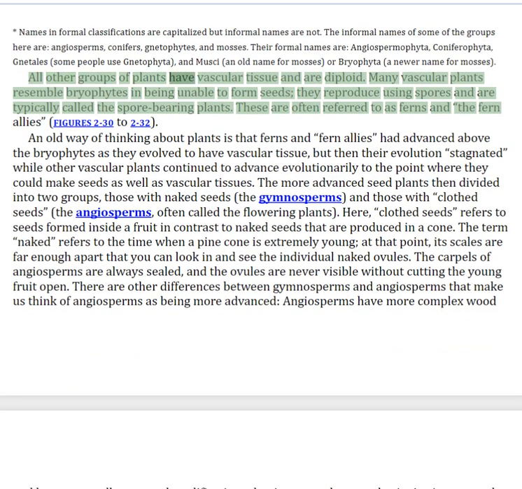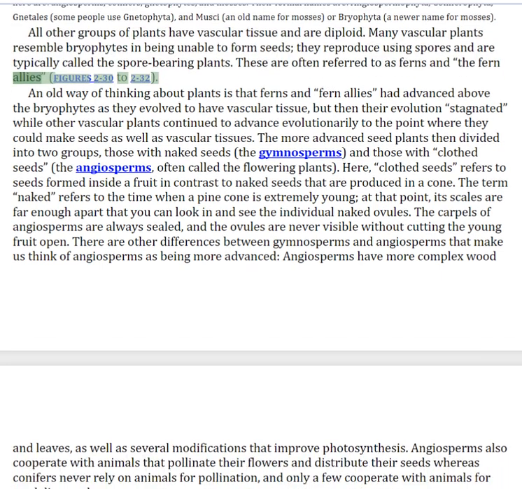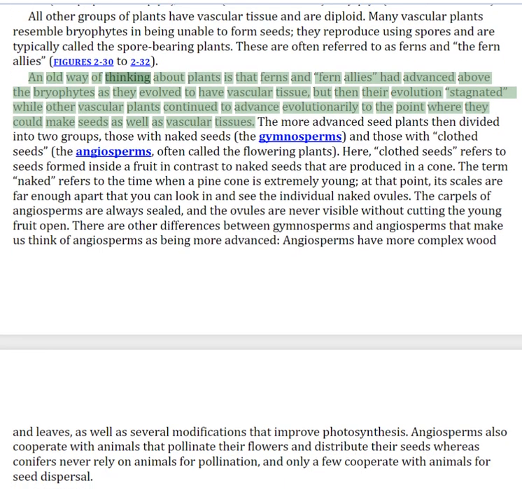All other groups of plants have vascular tissue and are diploid. Many vascular plants resemble bryophytes in being unable to form seeds. They reproduce using spores and are typically called the spore-bearing plants. These are often referred to as ferns and fern allies. An old way of thinking about plants is that ferns and fern allies had advanced above the bryophytes as they evolved to have vascular tissue, but then their evolution stagnated while other vascular plants continued to advance evolutionarily to the point where they could make seeds as well as vascular tissues.